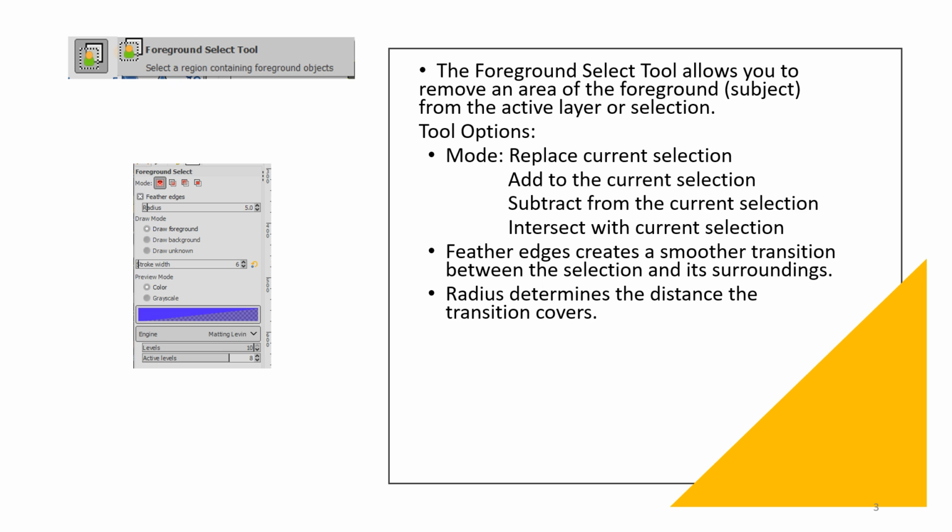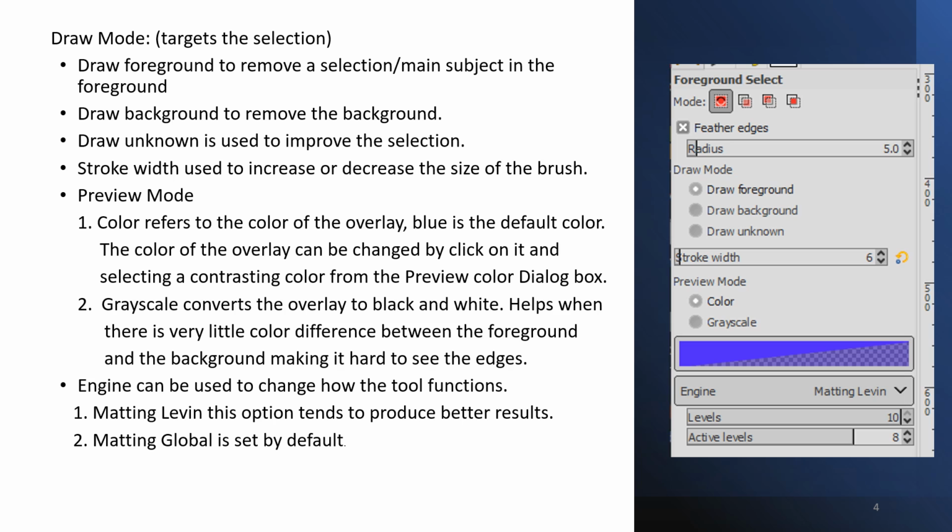Tool options: Mode: Replace current selection, Add to the current selection, Subtract from the current selection, Intersect with the current selection. Feather edges creates a smoother transition between the selection and its surroundings. Radius determines the distance the transition covers. Draw mode targets a selection.